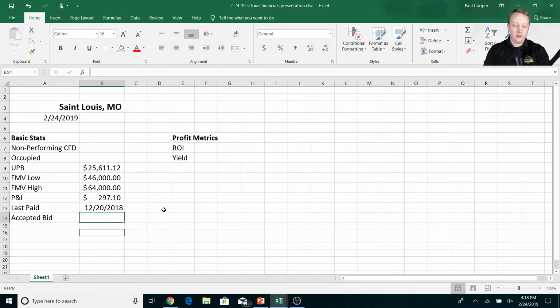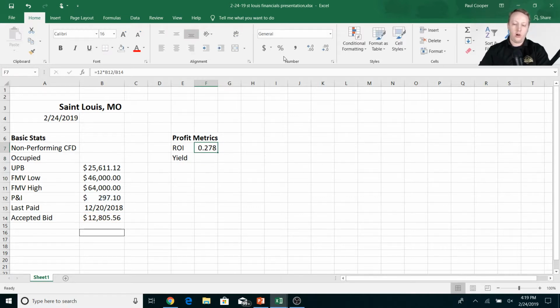We need to put in our bid, and our bid was accepted at basically 50% of the UPB. So here's our bid. And so what we're going to want to do to just calculate the basic ROI, and this is what most people in notes will do, is you're going to take 12 times the monthly payment, then you're going to divide it by your accepted bid, and this would give you your initial one.